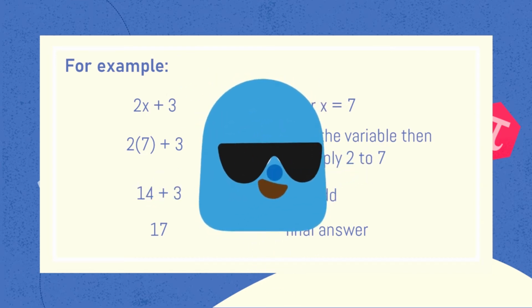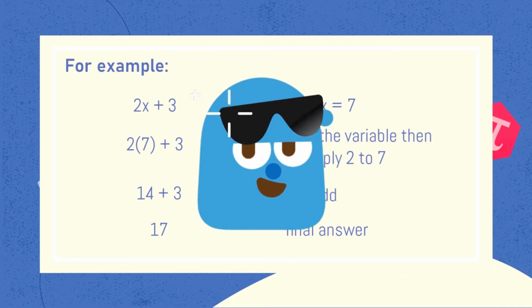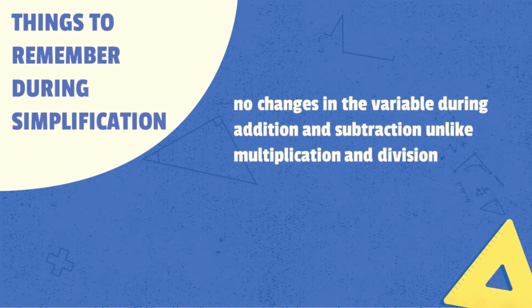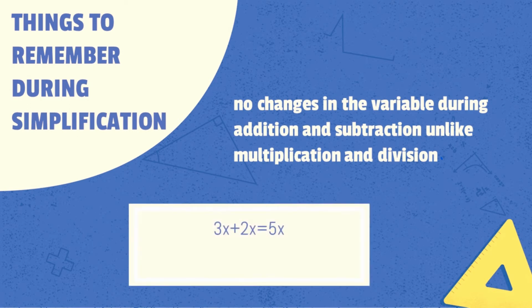But what if we don't? In this case, we'll only simplify what we can and leave what we can't. Things to remember during simplification: there will be no changes in the variable during addition and subtraction, unlike multiplication and division. For example, 3x plus 2x is equal to 5x, while 3x times 2x will be 6x squared.